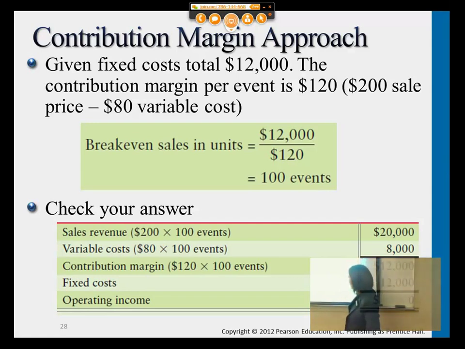So let's check. We have our sales revenue, 20,000. We have variable cost, 80 times 100, it's 8,000. And now we know that the contribution margin is 120, the difference multiplied by 100 is 12,000. We have our fixed cost, and then operating income is 0. So I need at least 100 events to break even, right? When I talk about break even, my operating income is always 0.